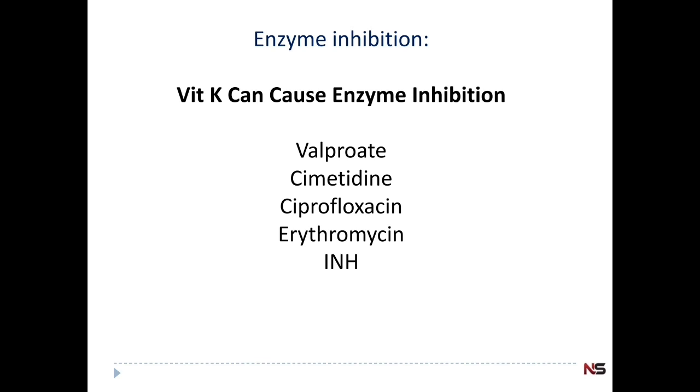Next one C is for cimetidine, again C, ciprofloxacin. Then E, that is erythromycin. In this question that was the option, erythromycin. Then last I, that's INH, isoniazid. Vitamin K can cause enzyme inhibition. These are drugs which inhibit the microsomal enzyme, so it will reduce the metabolism of the drug, so the duration of action will be high.